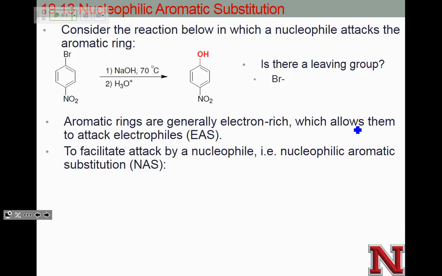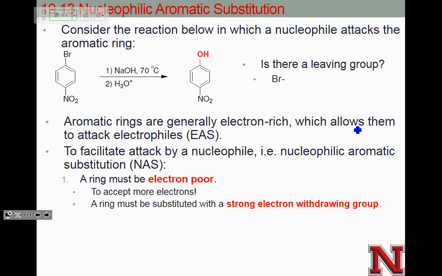Also, this reaction won't occur very well unless we have an electron withdrawing group on the ring elsewhere, specifically in the ortho-para positions. And we're going to look at why based on the mechanism. But we need an electron withdrawing group on the ring besides our leaving group. So we want it to be a strong electron withdrawing group. The most common that you're going to see is NO2. Because we have to make the ring electron poor to be able to accept the electrons from the nucleophile. So we need a strong electron withdrawing group and specifically a good leaving group.